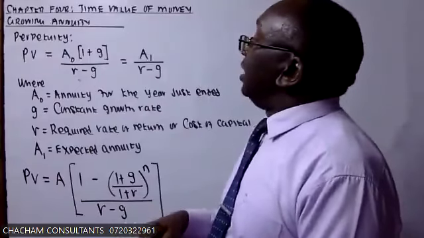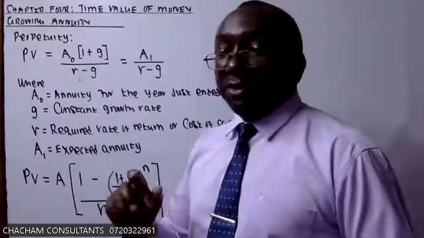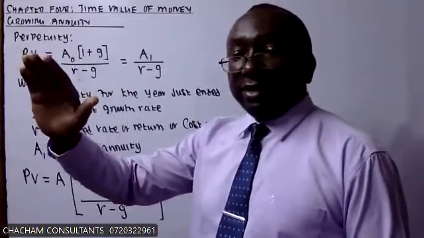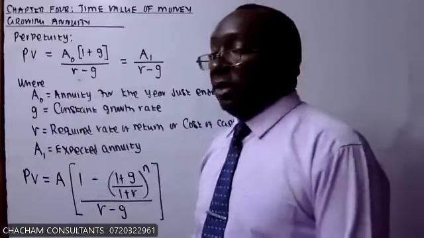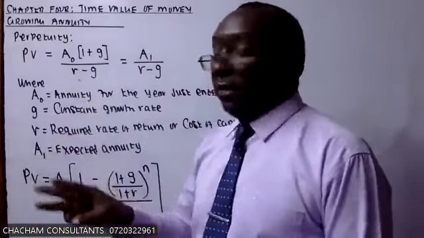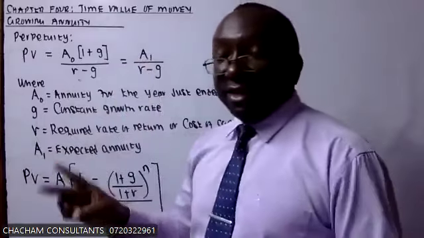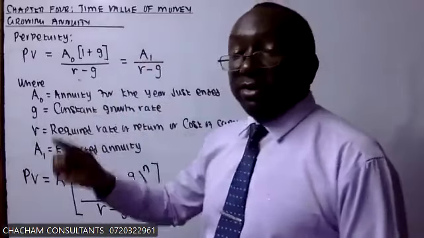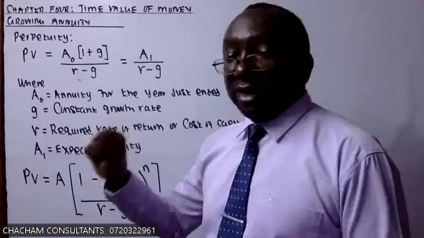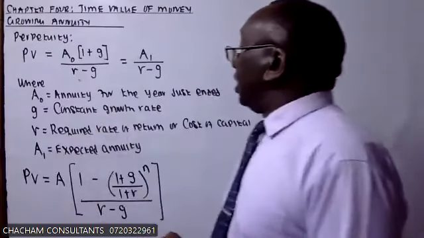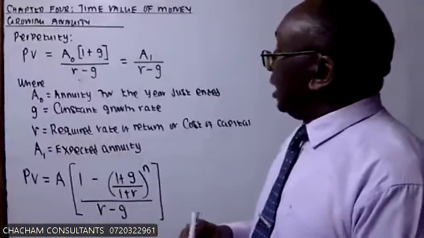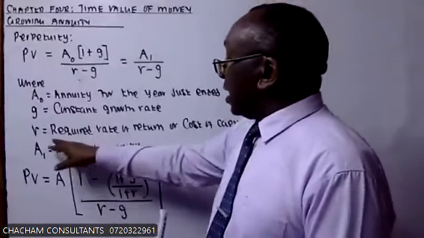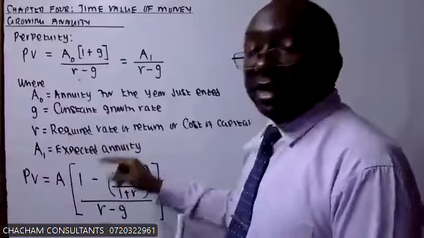So if it is growing in perpetuity means we have no end. It is also called infinite. It is also called continuous. So when you see the word perpetuity, you see the word infinite, you see the word continuous, they mean the same thing. And something else that I also wanted to bring to attention is that we are calling it the required rate of return.